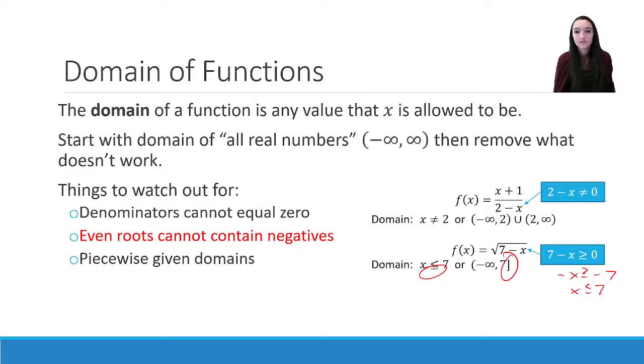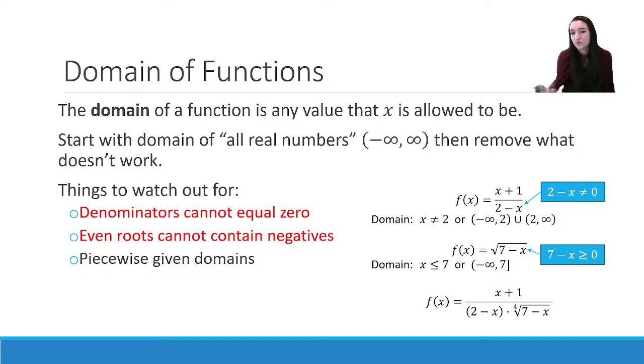Now, what if those two things, that even root and that denominator, were combined? What if I had f of x equals x plus 1 over 2 minus x times, in this case, the fourth root of 7 minus x? The fact that it's a fourth root doesn't actually change what we do. Even though it's a fourth root instead of a square root, we still have this problem of the inside of that root has to be positive.